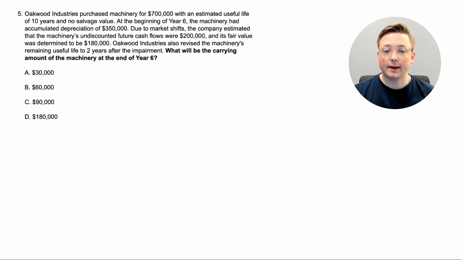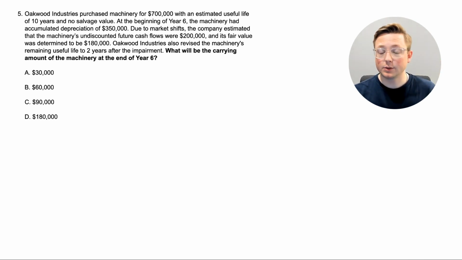All right, here we are at question 5. What will be the carrying amount of the machinery at the end of year 6? So we have to calculate the carrying amount at the end of year 6. It's a little bit different than calculating the accumulated depreciation, right? Oakwood Industries purchased machinery for $700,000 with an estimated useful life of 10 years and no salvage value. At the beginning of year 6, the machinery had accumulated depreciation of $350,000. Due to market shifts, the company estimated that the machinery's undiscounted future cash flows were $200,000 and its fair value was determined to be $180,000. Oakwood Industries also revised the machinery's remaining useful life to 2 years after the impairment. So with all that, what is the carrying amount of the machinery at the end of year 6?